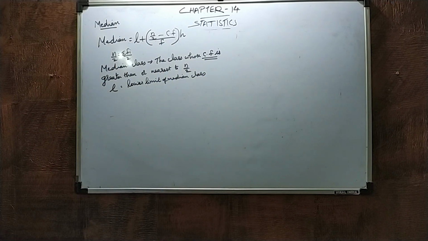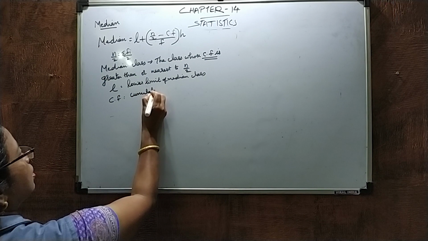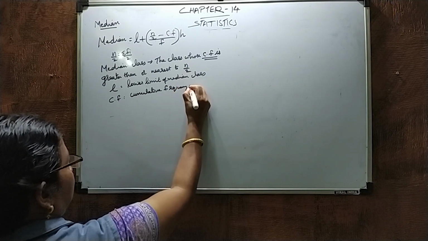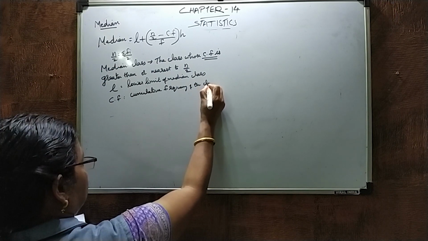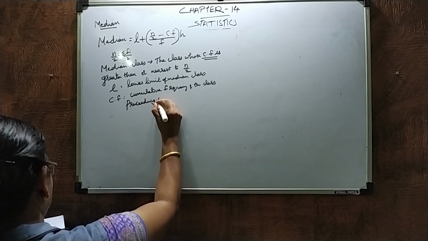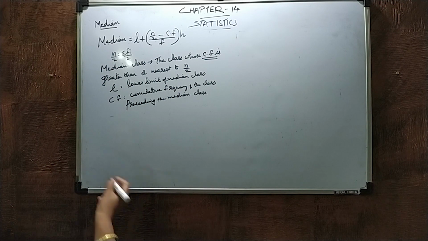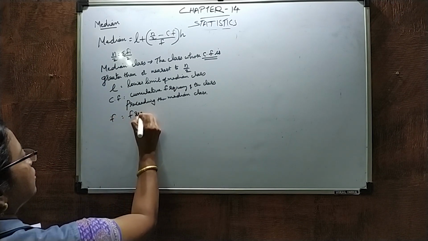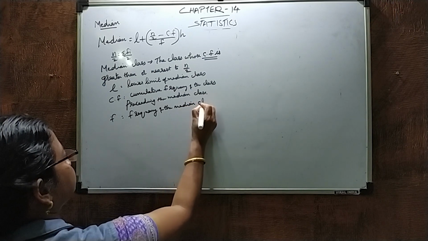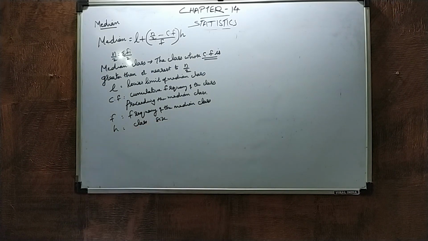N by 2 already given. Then CF is the cumulative frequency of the class preceding the median class. Now for F. F is the frequency of the median class and H is equal to class size. So these are things you have to remember.